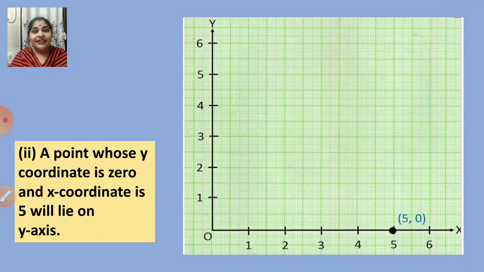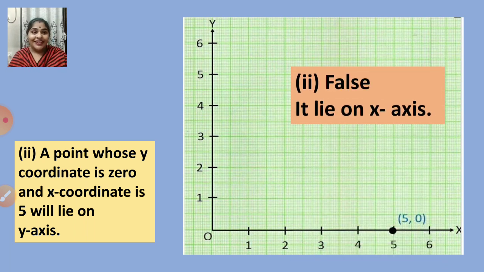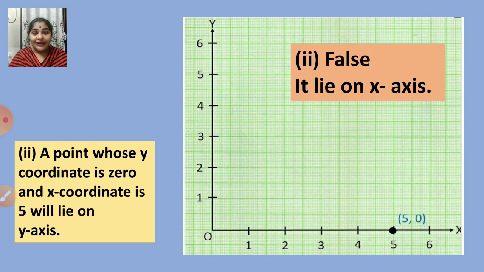Next one, a point whose y coordinate is 0 now and x coordinate is 5. So the coordinates will be, children, 5, 0, right? So we can see here a point is plotted over here. Okay, y is 0, so obviously it will lie on the x-axis. Hence the point will lie on x-axis. But in the question, if you see, it is given that the point will lie on a y-axis. So it is absolutely wrong. So it is false. It lies on x-axis. It is already told in the question, make the sentence correct. So you will write it lies on x-axis.